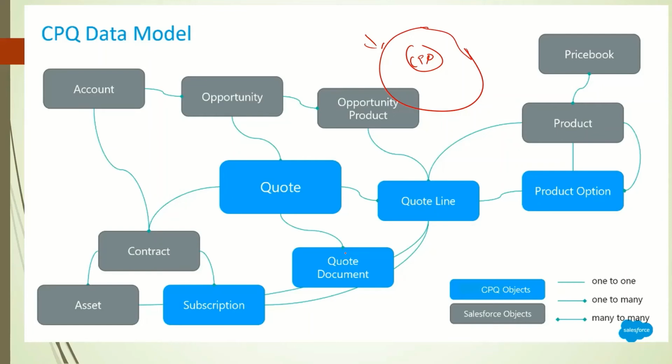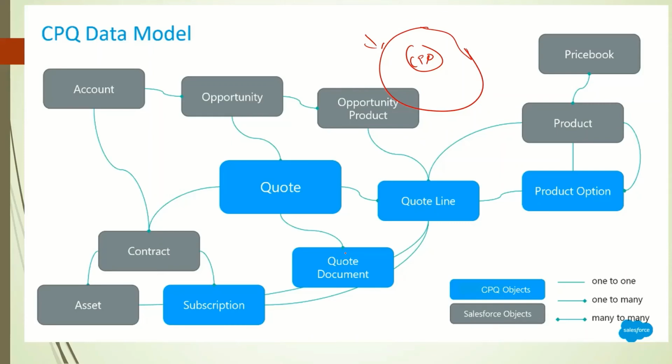There are two types of objects, like one is the Salesforce objects, one is the CPQ objects. When we go for CPQ, we have to work with both the objects. It's not like we can go to the CPQ objects and all our CPQ process will start and end in the CPQ objects. It consists of Salesforce as well as CPQ objects.